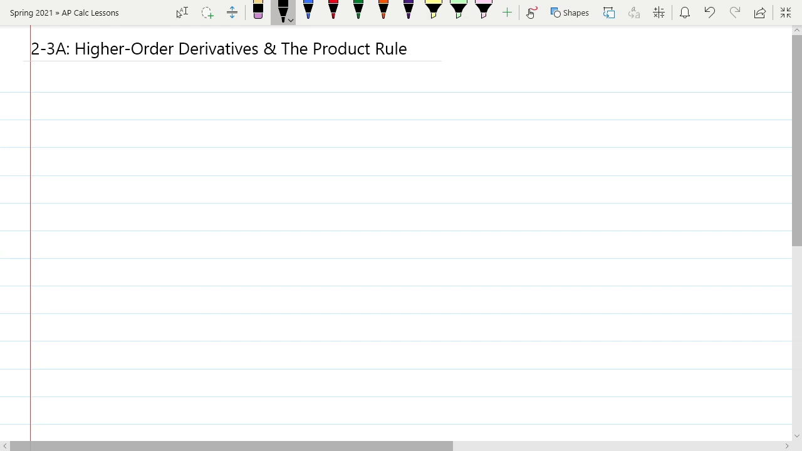So regarding higher order derivatives, remember that the derivative of a function gives us another function. And if that's the case, then it should follow that we would be able to find the derivative of the derivative. And that's what we mean by higher order derivatives. It means you're finding the derivative of a derivative. Or maybe you're finding the derivative of that. So that's what we're going to look at first.